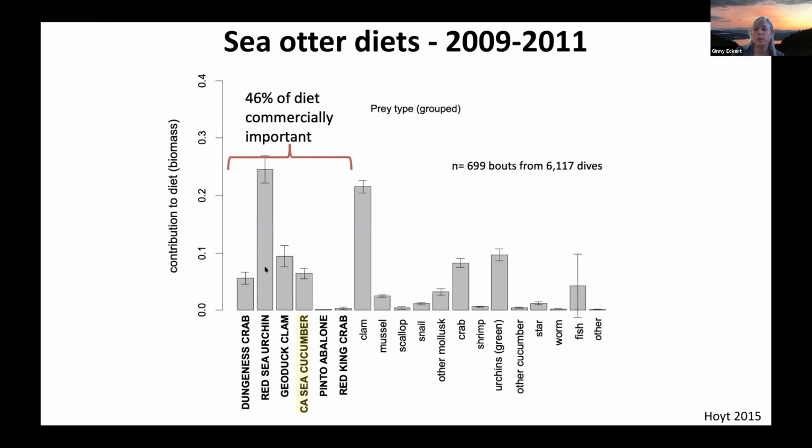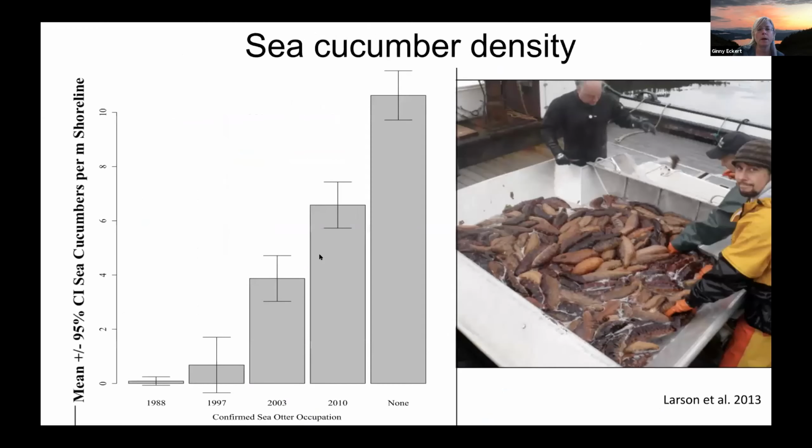I'm going to focus on a few other species as well, just because I want to give you a bit more. It's not just about Dungeness crab. We've looked at the sea cucumber, the commercially important sea cucumber, and here I've shown you a picture of it. One of the things that's really nice is that the Alaska Department of Fish and Game does surveys for sea cucumbers. So looking at their survey data, we asked, are sea otters in a place? If they're not in a place, then we find many more sea cucumbers than when sea otters have colonized. And if they colonized earlier, we find that the abundance of sea cucumbers decreases drastically.